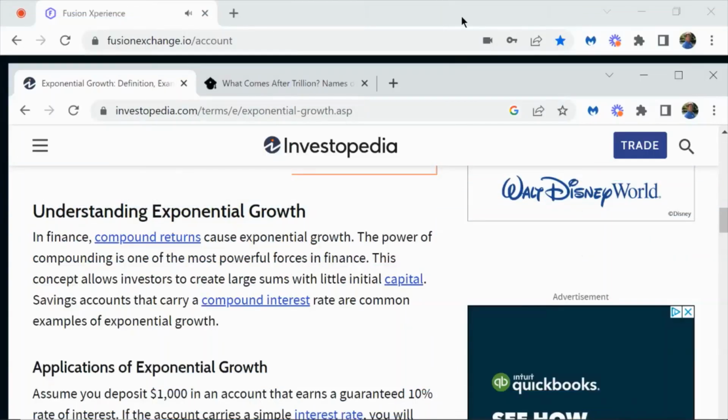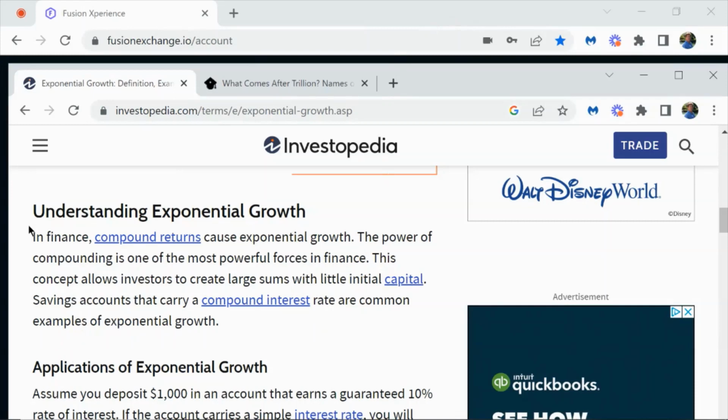I'm doing this video to give an example of the great exponential growth power of compounding interest, and why Einstein in his lifetime considered it to be the eighth wonder of the world.